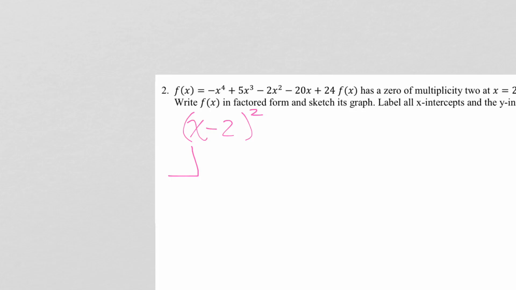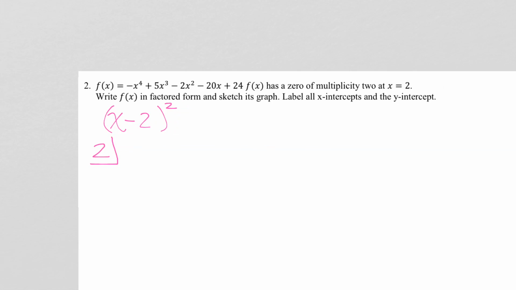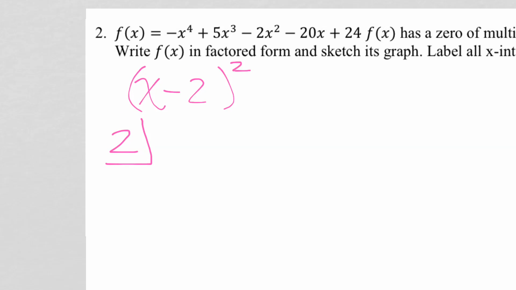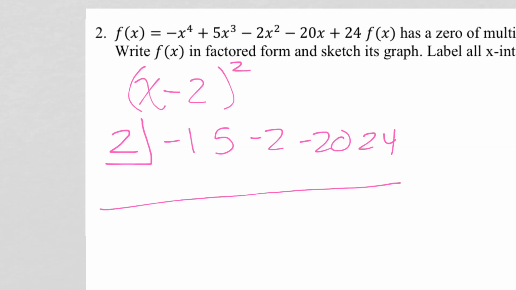In this little half of a square, we put a positive 2, whatever the solution is. We started with the solution of x equals 2, and that is what we will be using in our synthetic division. Now we have to list the coefficients: on the x to the fourth term, a negative 1, then a positive 5, a negative 2, a negative 20, and a positive 24. First step is bringing that negative 1 down, and now we just multiply and add over and over again.